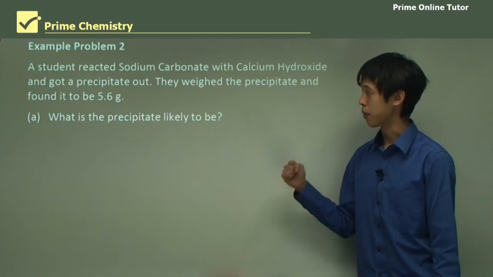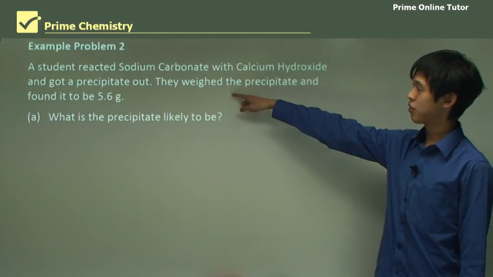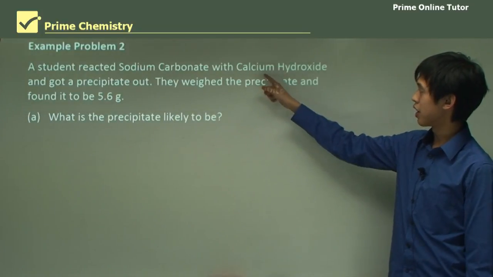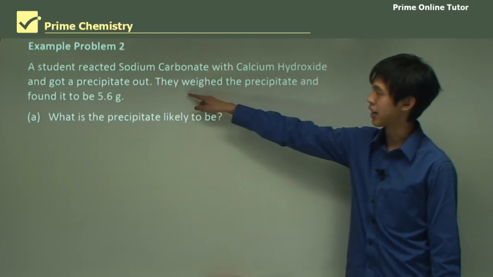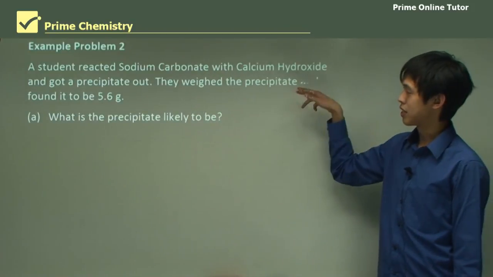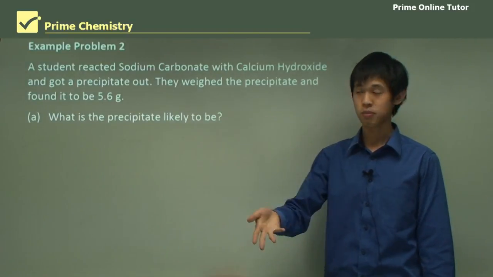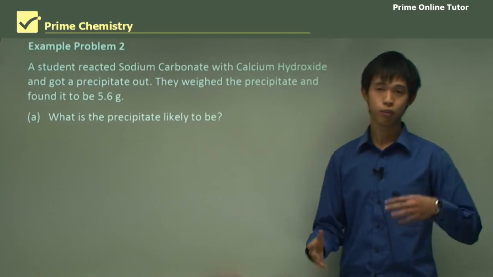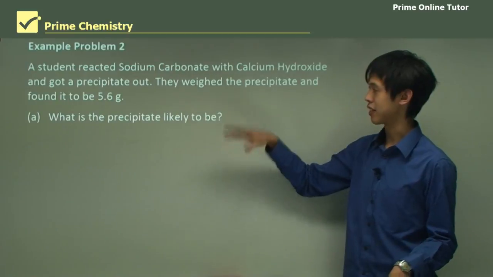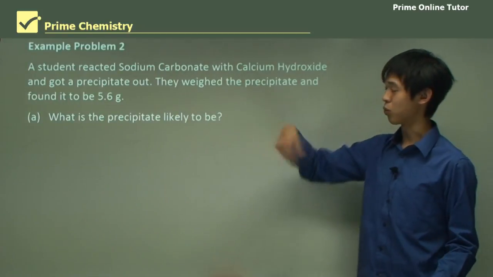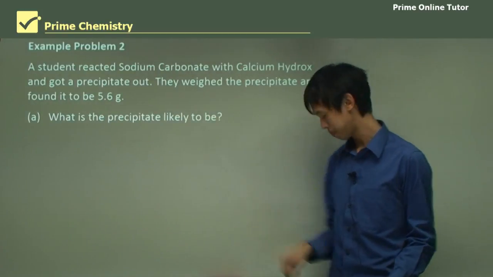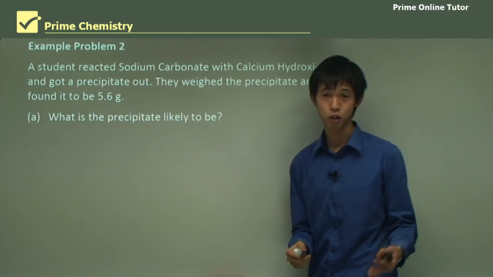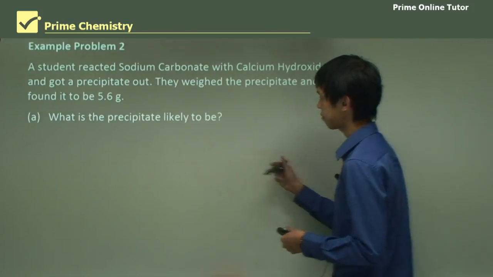So here's another example problem. A student reacted sodium carbonate with calcium hydroxide and got a precipitate out. They weighed the precipitate and found it to be 5.6 grams. So here's the first thing. What is the precipitate likely to be? So keep in mind you've noted all this mass and things like that. So whatever comes out, we know it's 5.6. So now we're going to go to step 2, write the chemical equation.